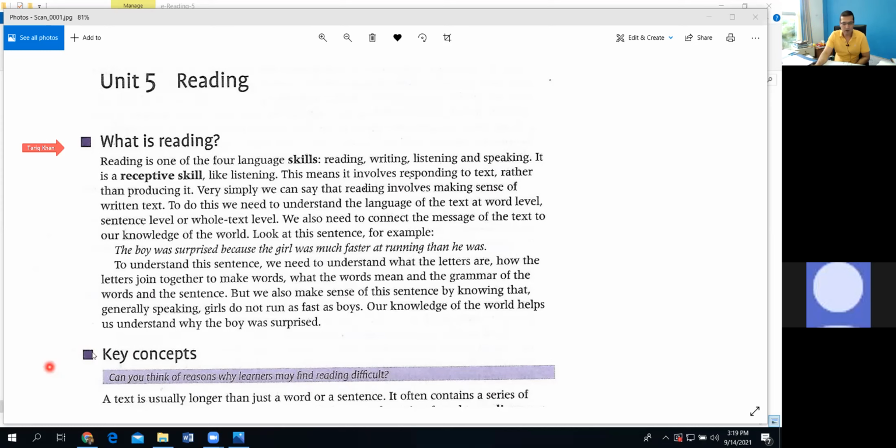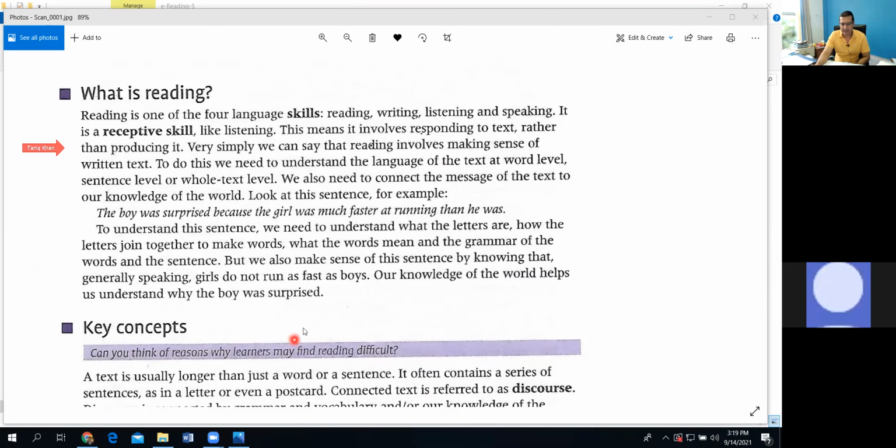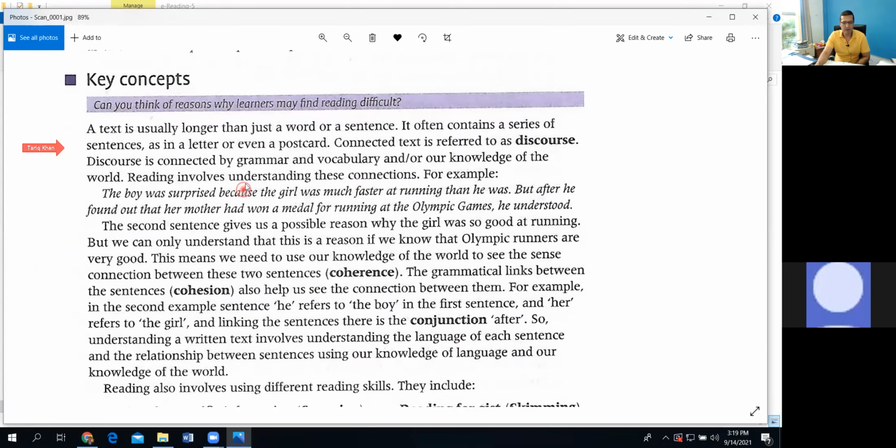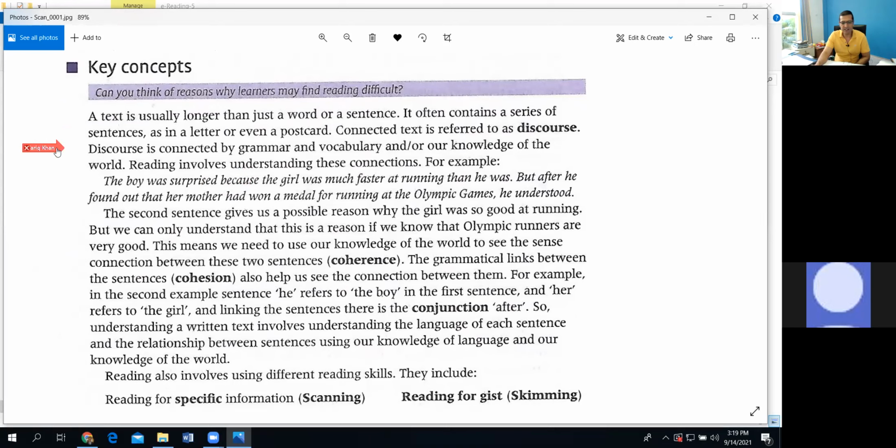So, we will go a little bit ahead and discuss it further in the key concept. If you see in the key concept, a text is usually longer than just a word or a sentence. Highlighted. Text, when we say text, it's usually longer than a word and a sentence. It often contains a series of sentences, as in a letter or even a postcard. Connected text is referred to. Now, highlight this connected text.